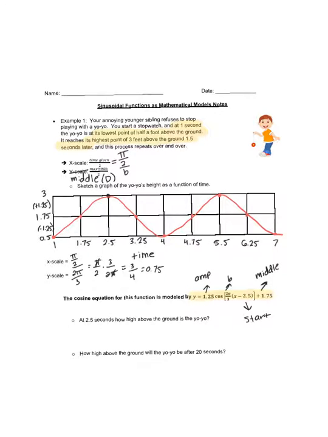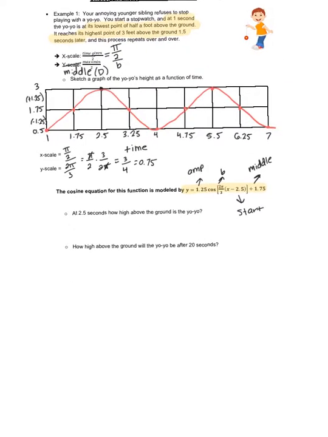Okay, and there we go. So let's look at some application pieces. At 2.5 seconds, how high above the ground is the yo-yo? Well, this is very easy. All you have to do is look at the graph at the x value of 2.5, or the time of 2.5. We should be at 3 feet because that's what the graph says.